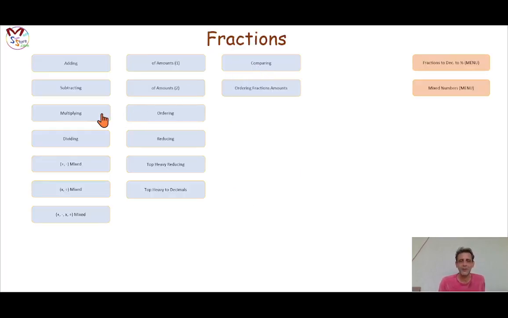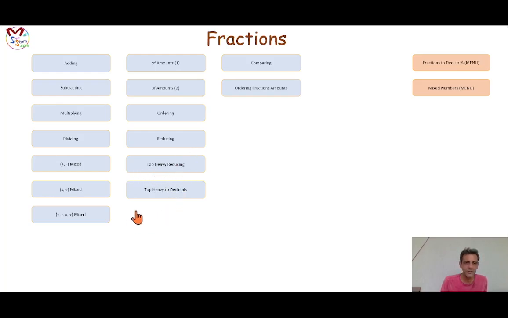So we've got the fraction menu. We've got adding, subtracting, multiplying, dividing. We can mix adding, subtracting, multiplying, dividing, or we can mix them all. We've got fractions of amounts, 1 and 2. One's easier, 2 is harder. We can order them. We can reduce fractions into the lowest term.